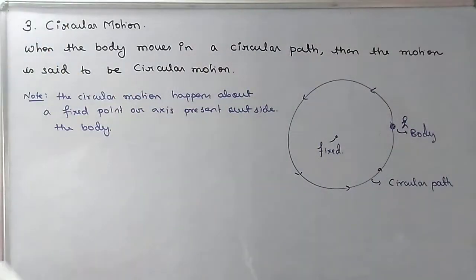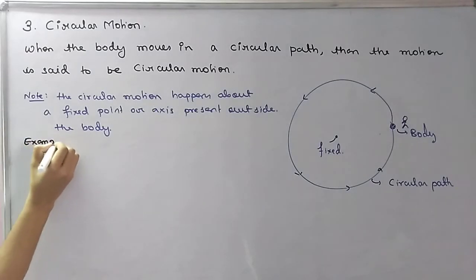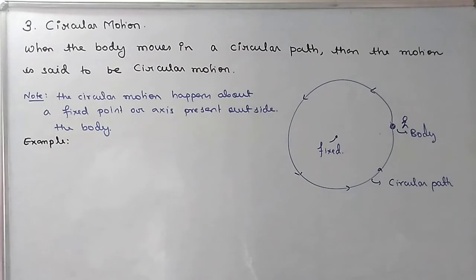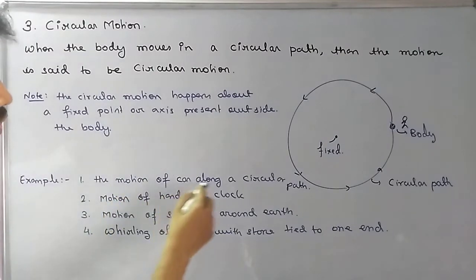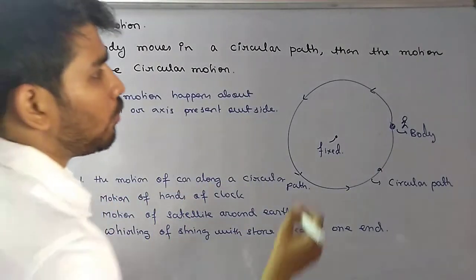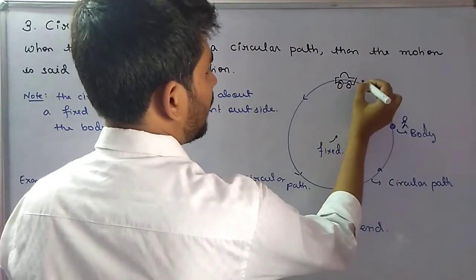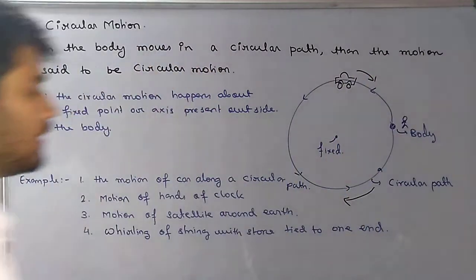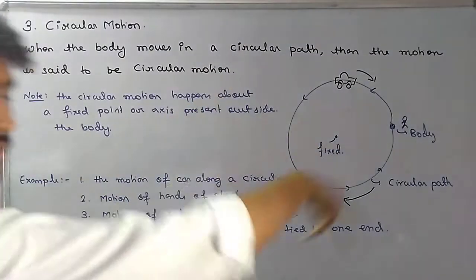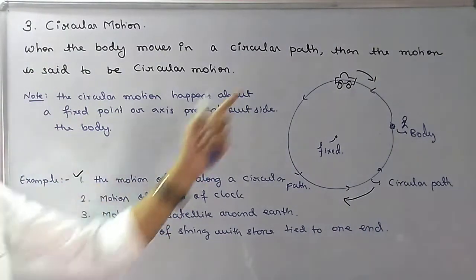Fine. Now we'll go through some examples. First example is the motion of a car along a circular path. If over here we have a car and this car happens to move in a circular path, then we say the car is under circular motion.